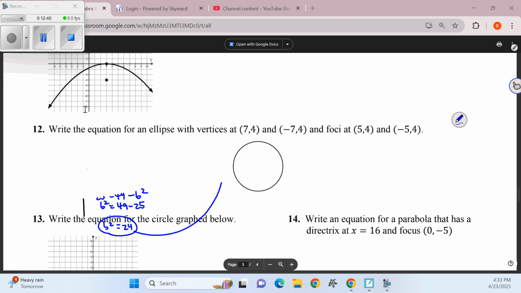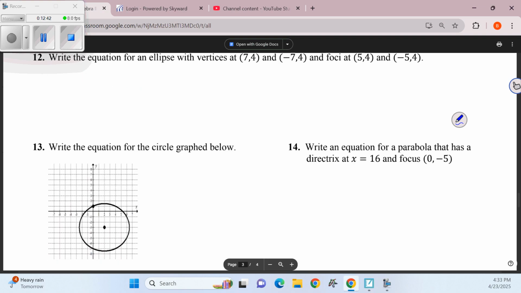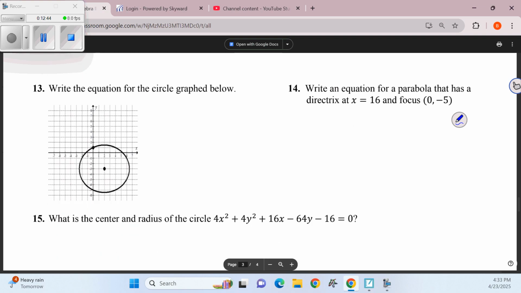Okay, number 13. Write an equation for the circle graph below. In order to find a circle, all we need are the center and the radius. The problem is I don't really know what the radius is here. So we're going to have to do a little distance formula for this guy. Make sure that this formula is on your note card. That will tell us the radius.